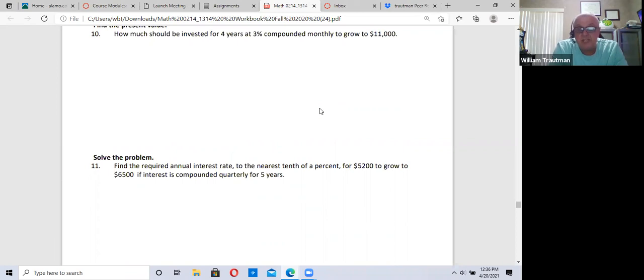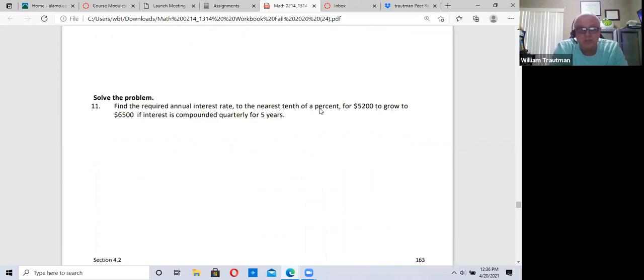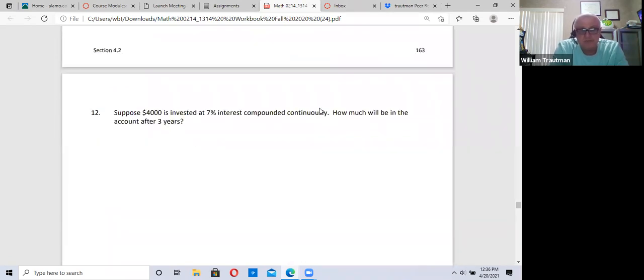Number 11, we're not doing. I didn't see one in the homework, and I don't think there will be one on the test. But I do want to do number 12. This is different. It's a different formula. So compounded monthly, compounded quarterly, compounded yearly, it tells you to use the compound interest. However, when it says compounded continuously, you have to use a different formula.